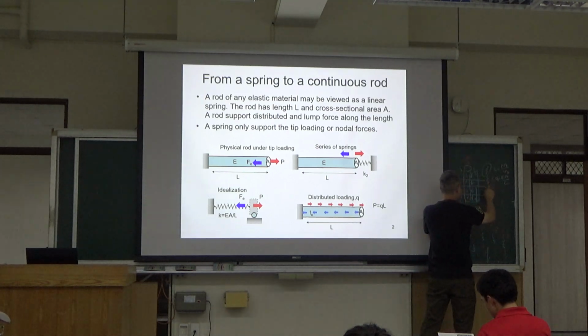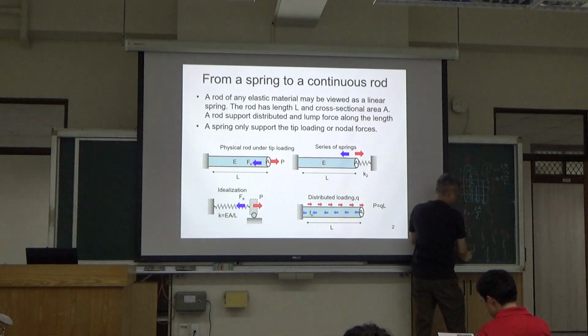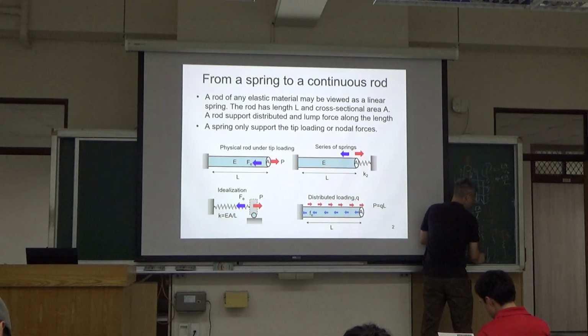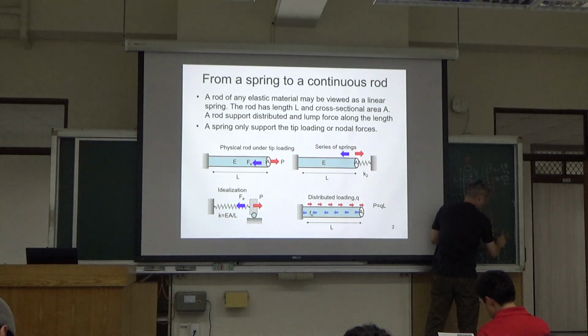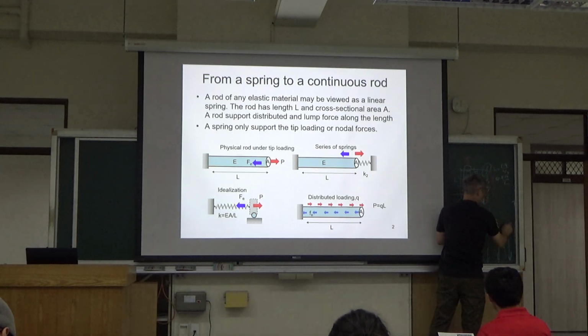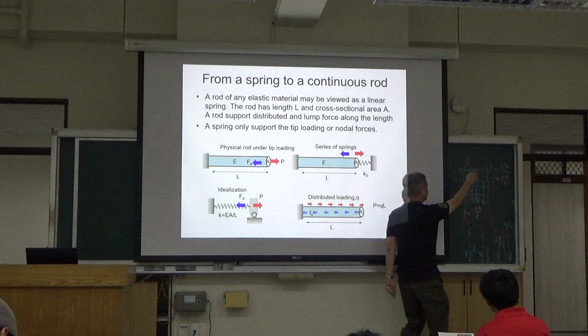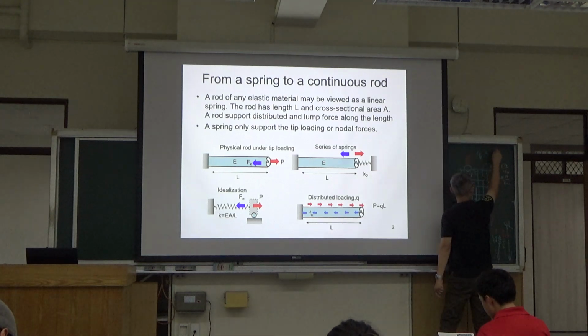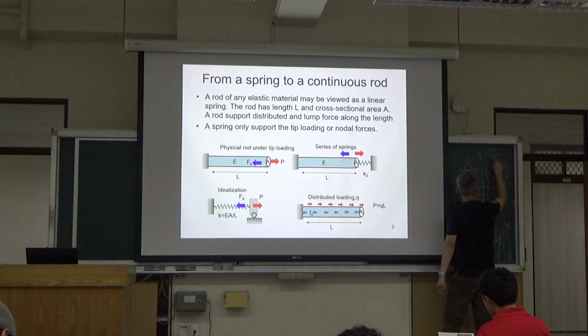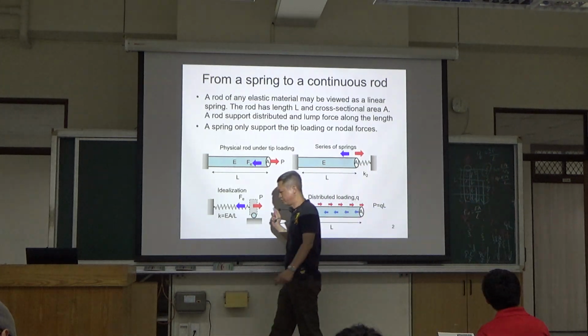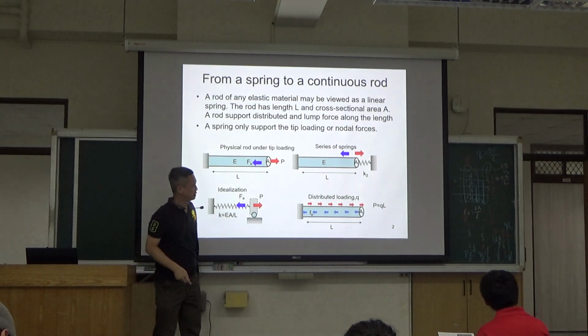If you cut here, this could be QL over 4, this could be QL over 2, and then here you have Q 3L over 4, and at the very top you have the extra distributed load. Here we define Q as the total force divided by the length. This is the case of uniform distributed loading.